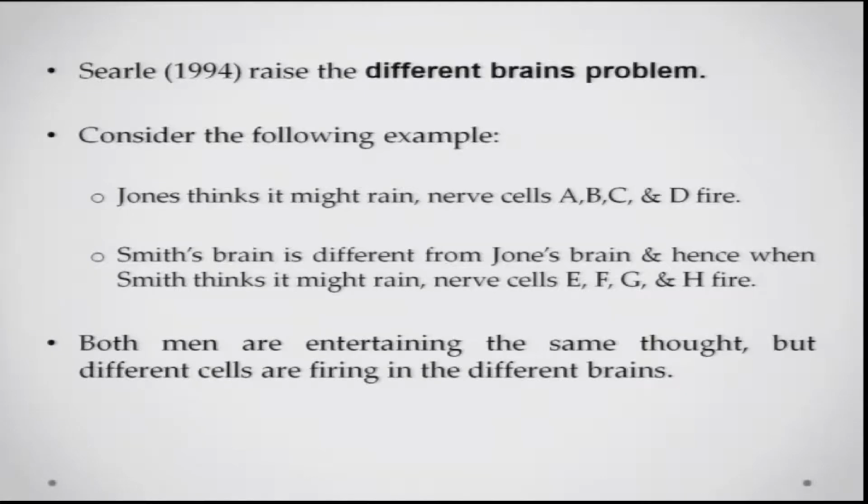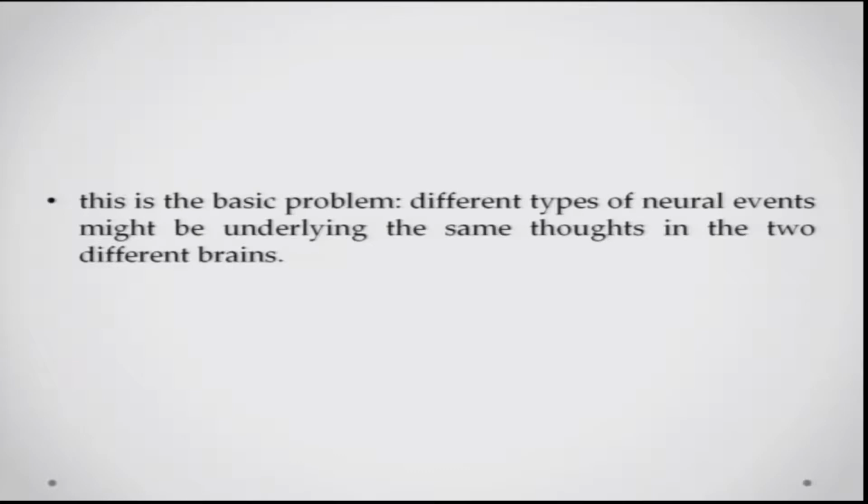Say, for example, when Smith is thinking the same thought that it might rain, a different set of neurons is firing: E, F, G and H. This is the problem we are talking about. Both men are entertaining the same thought, but different neurons are firing for the same thought. This cannot happen within the framework of the type identity theory. This is the basic problem.